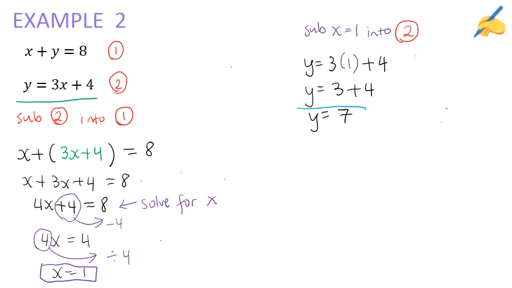So this is my second point of intersection. So therefore, the point of intersection is at the coordinates 1, 7.